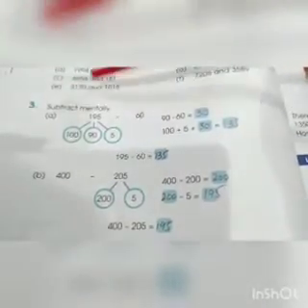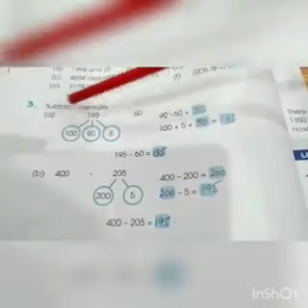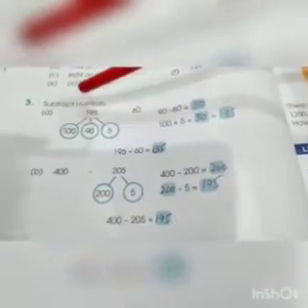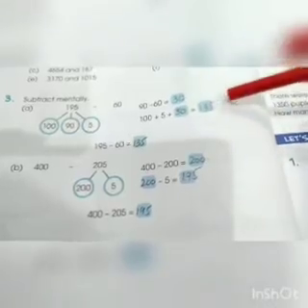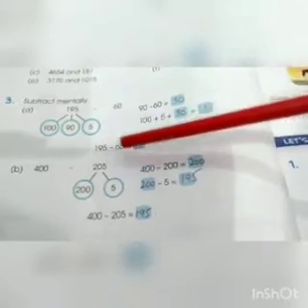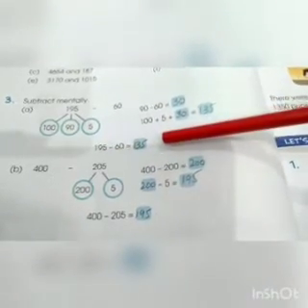Question number 3, subtract mentally, part A. Okay, class, you can see a number bond of 195. It's 3 part. 190 and 5 makes 195. Okay, minus 60. Class, 90 minus 60 is equal to 30. 100 plus 5 plus 30 is equal to 135. Okay, 195 minus 60 is equal to 135.